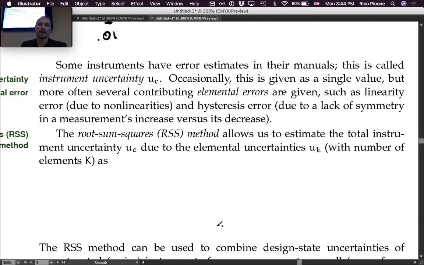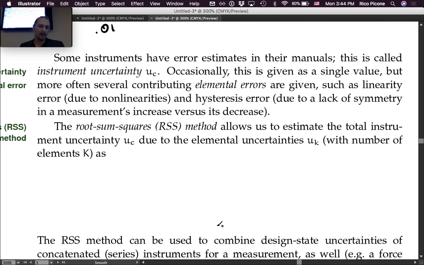And it could. All right, the root sum squares, or RSS method, allows us to estimate the total instrument uncertainty UC due to the elemental uncertainties UK, with the number of elements big K, as UC equals the square root of the sum from little k equals 1 to big K of each of these elemental uncertainties squared. So the root sum square.